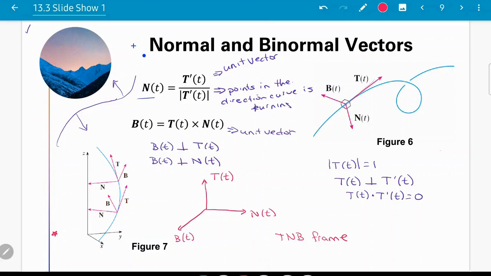The plane that's formed by the B and the N vectors at a point P is called our normal plane. It is all lines that are orthogonal to the tangent vector T. The plane formed by T and N is called your osculating plane.